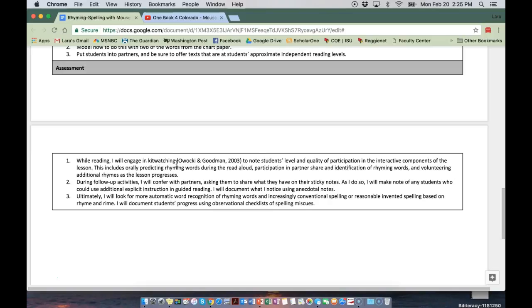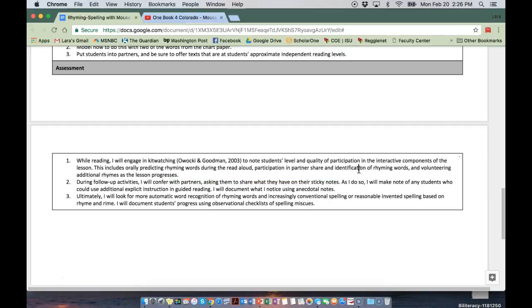I'm going to be engaged in this concept of kid watching, which is just close observation, even while I'm teaching, to note students' level and quality of participation during the interactive read aloud, and then also how they're working. I'll confer with partners as they're working and ask them to share what they have on their sticky notes.